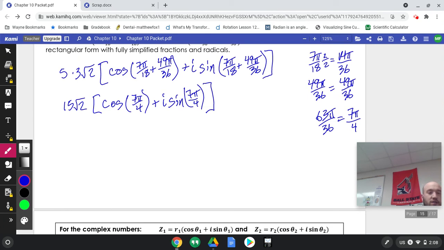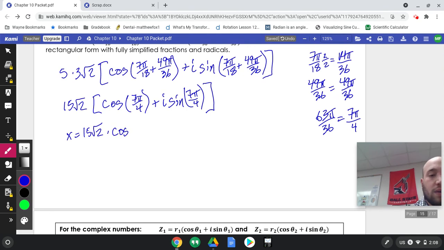Okay, so now we're almost done. We just got to convert it now. So x will equal 15 square root of 2 times the cosine of 7 pi over 4. Meanwhile, y will equal the same thing, but with sine.